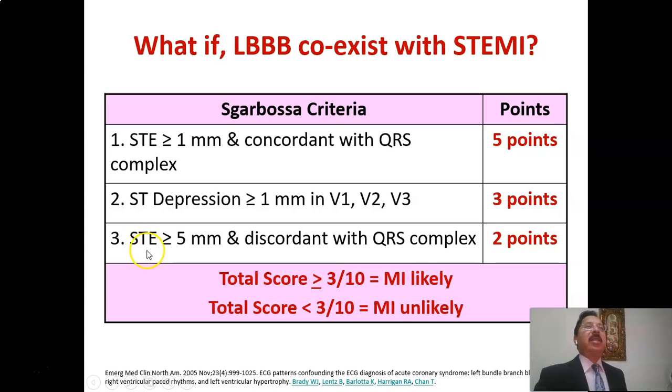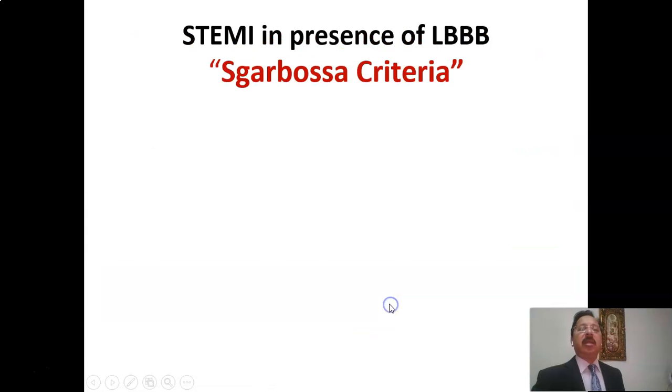And finally, if you get ST segment elevation more than 5 mm and opposite to the direction of the QRS complexes, this is 2 points. This is a normal finding if it's less than 5 mm ST elevation, but if it's more than 5 mm elevation and discordant, then 2 points. So if your total score is 3 or more, myocardial infarction is likely. If less than 3, MI is unlikely.